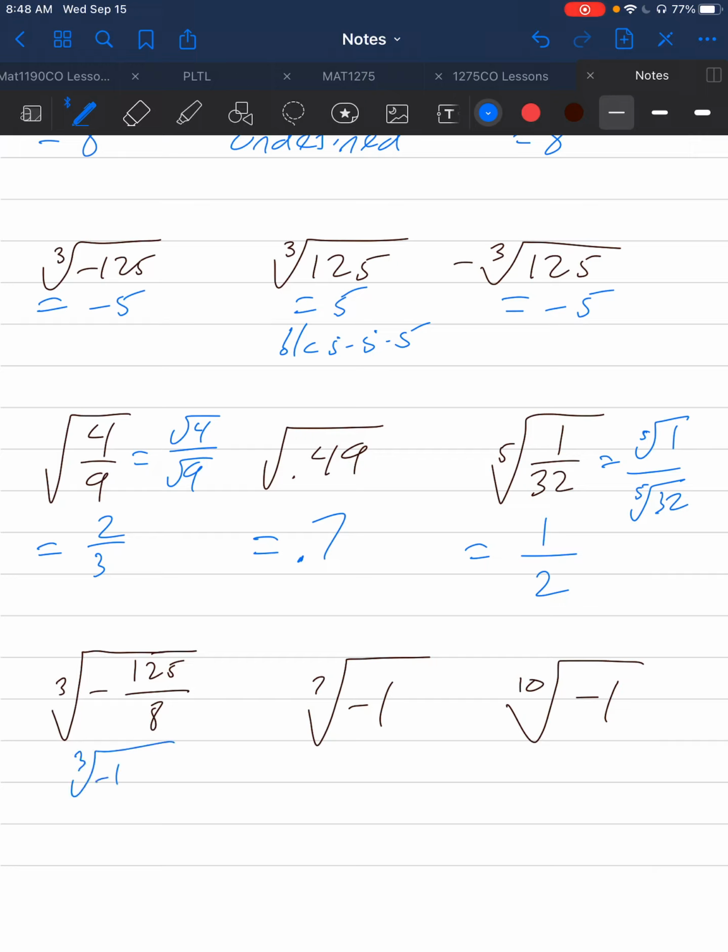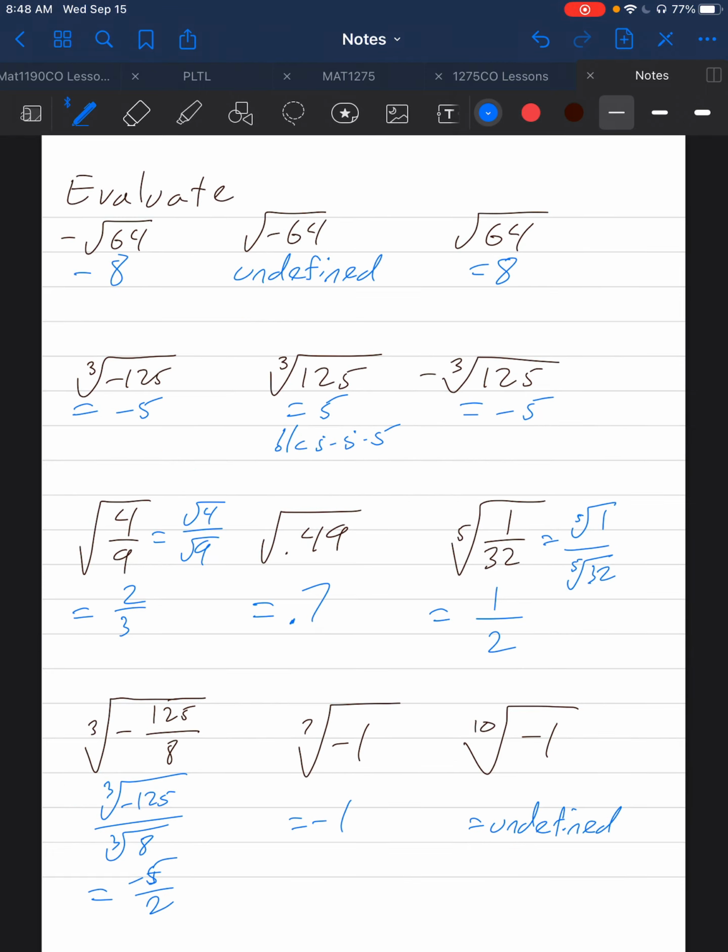Negative values can, again, be split up the same way. That's negative 5 over 2 for the cube root. And again, over here, it looks like undefined, but take a look at the index. Since the index is an odd number, it is possible to take the root of that negative value. But if the index is even, any negative radicand is going to become undefined.